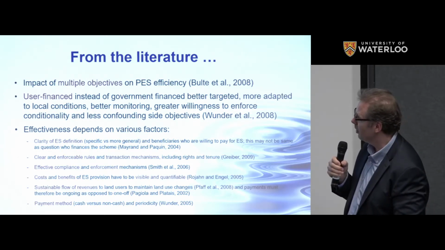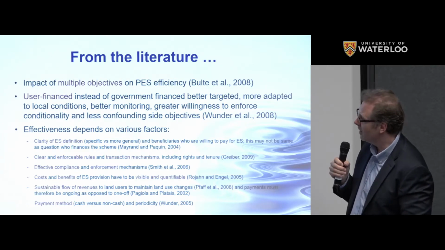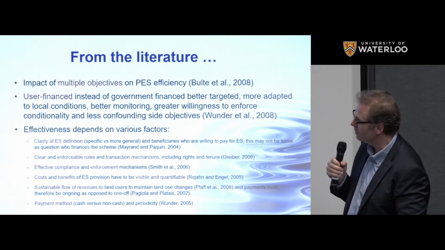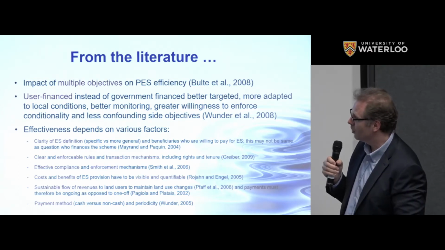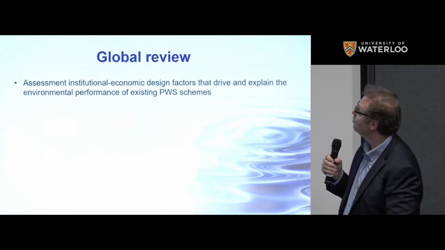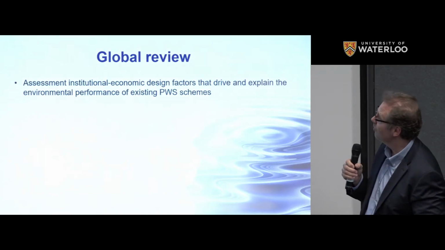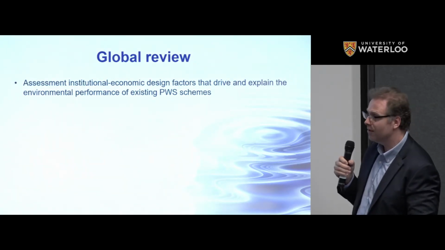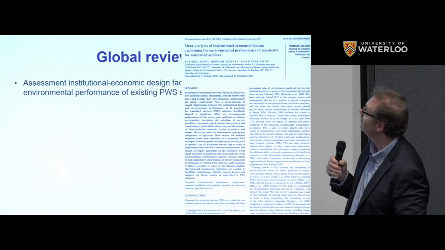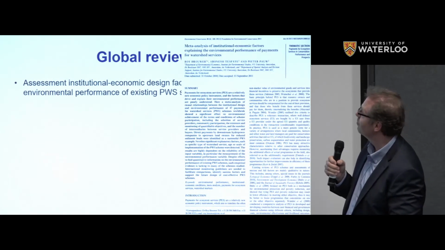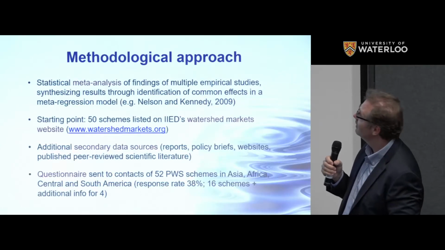And then there are some other arguments, the clarity of the ecosystem service. You need to have clear and enforceable rules and mechanisms to make sure that it actually happens. The costs and benefits have to be visible and quantifiable, etc. So what I did was this global review of the institutional economic design characteristics of these different schemes. It was work that was done in 2011. It was published in Conservation Biology.